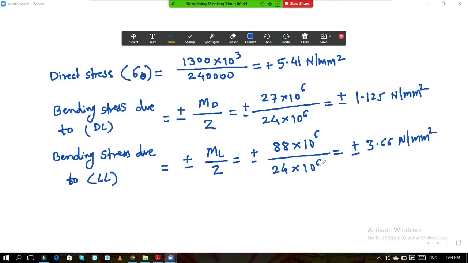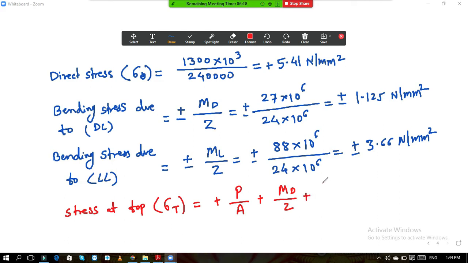Okay. Now you can calculate the stress at topmost fiber and stress at bottommost fiber. So here I will write stress at top, that is sigma t. It can be calculated as P by A, which is always plus, plus M_D by Z, that is Z load, plus M_L by Z. So sigma t is equal to 5.41 plus 1.125 plus 3.66.